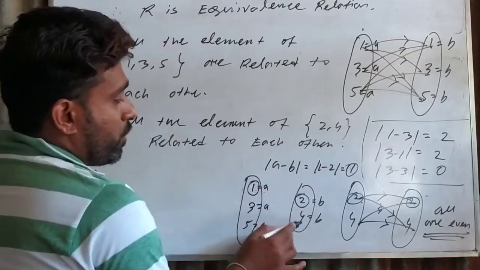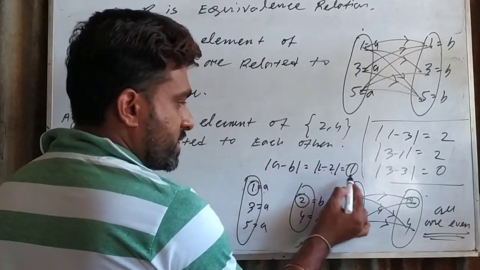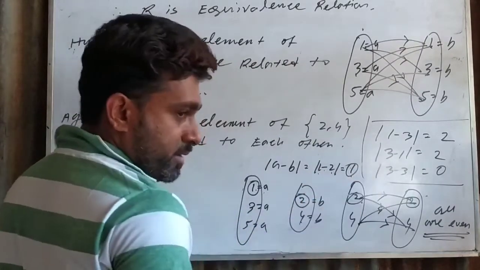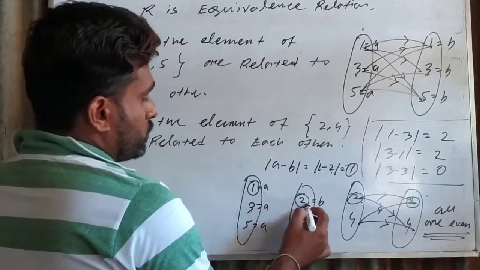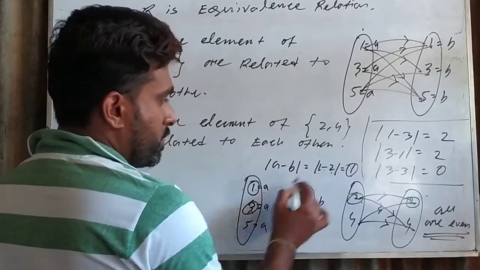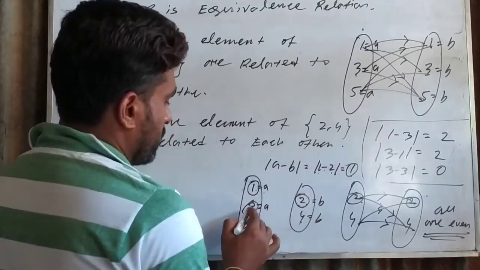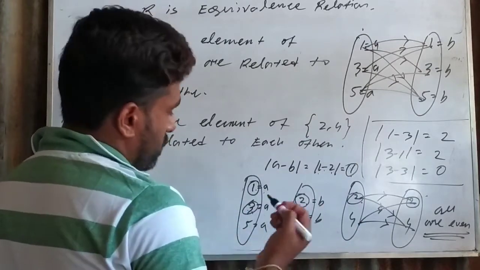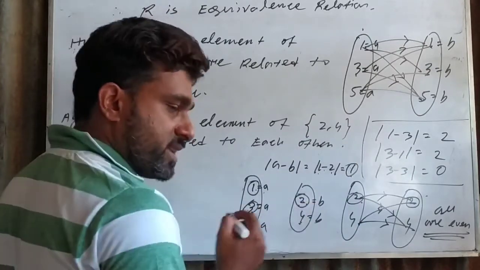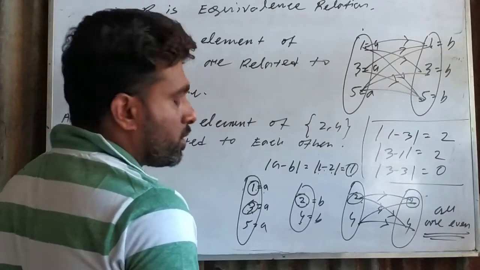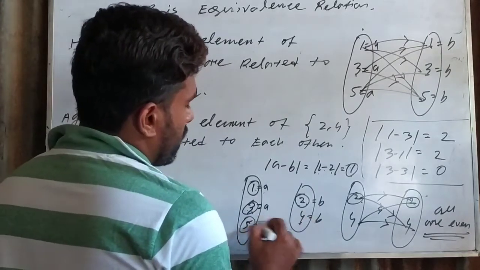Now 1, 4, just 1 minus 4, answer is what? 3. 3 is not an even number. 3 and 2. 3 minus 2, answer 1, not even number. 3 minus 4, answer is 1, not even number. 5 minus 2, answer is 3, odd number it is. And 5, 4, 1, odd number it is.